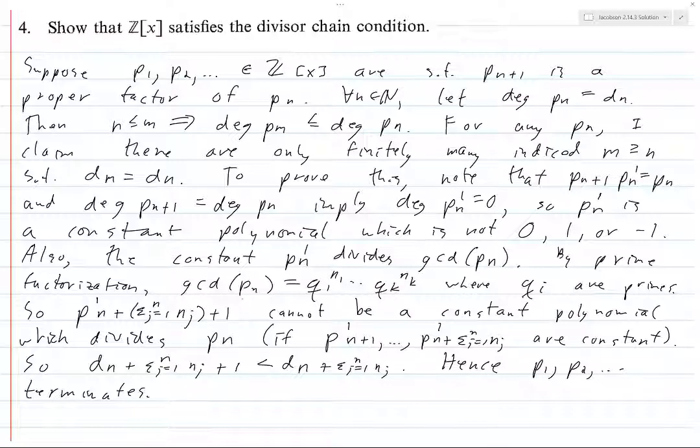And so I know it's a little hand wavy and it's a little ambiguous, but I hope that kind of gets across how this process works, and I hope that it's convincing that this process will end after a finite number of steps. And this proves that z adjoin x does satisfy the divisor chain condition. And so with that, we have completed this exercise.